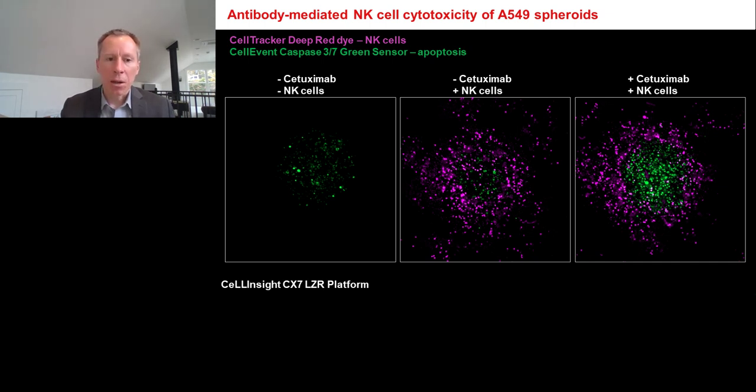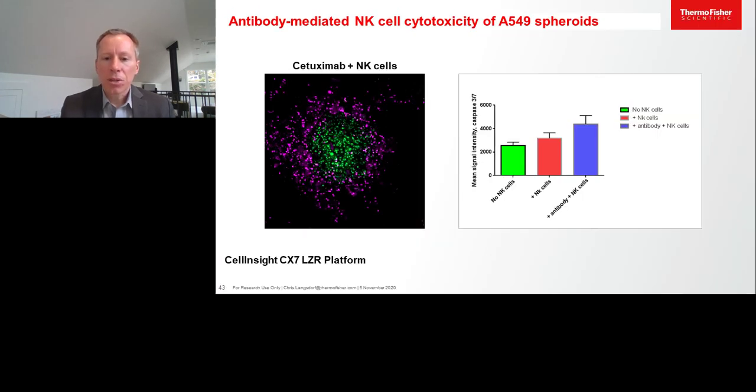And we can see in the left panel, in green, we have a few dead cells. In the middle panel, when we add our natural killer cells, we can see that they have penetrated into this tumor spheroid, but there's not much killing that has happened. In the panel on the right, if we add our cetuximab, our specific antibody, then we see a dramatic increase in our green signal. And we can quantify this, not only qualitatively, but quantitatively study the killing of solid tumors by natural killer cells.